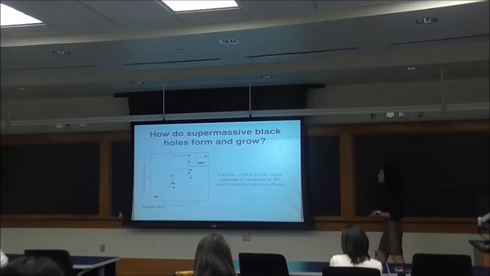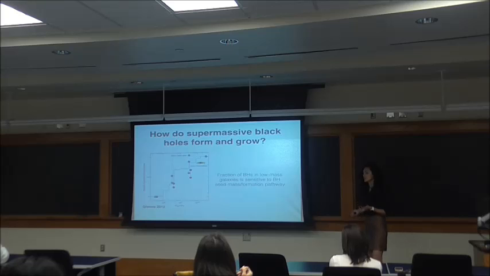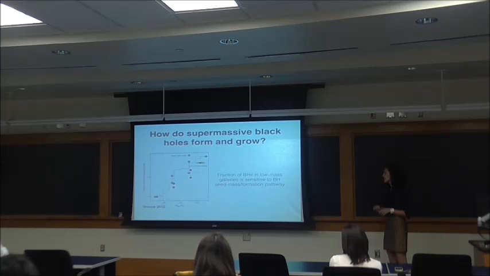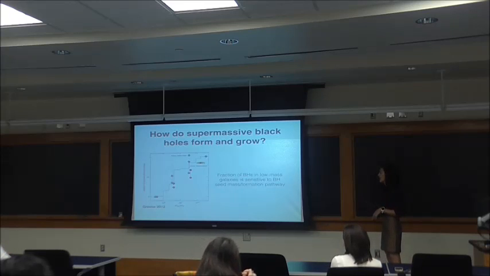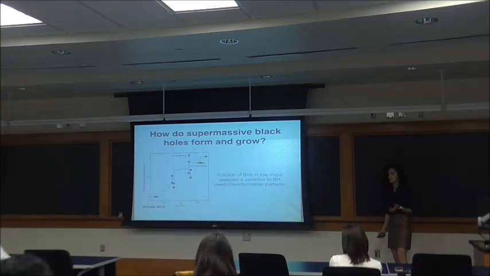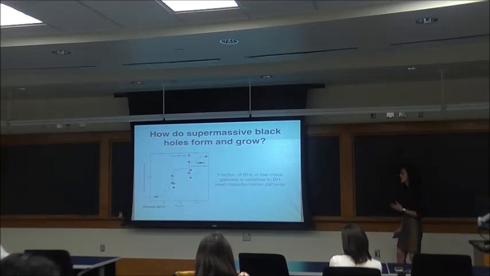Okay, so we're interested in how supermassive black holes form and grow. And it turns out that based on semi-analytic models, the fraction of black holes in low mass galaxies is expected to be sensitive to the dominant mechanism by which supermassive black hole seeds form at high redshift. So there are a couple of different ways that we think the seeds for today's supermassive black holes may form. One is stellar death models. So this involves the death of a population 3 star, which gives you a black hole seed that is maybe 100 or a couple hundred solar masses.